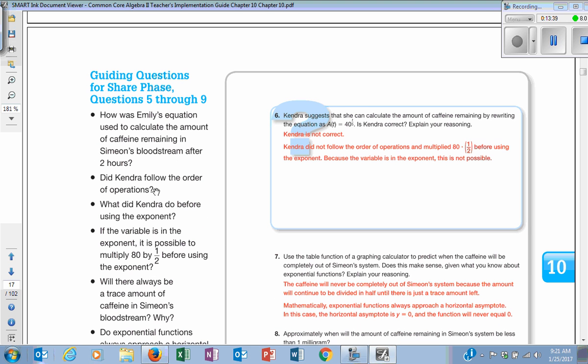Okay, here's what she did. She says that she can take this original equation, which was this, and rewrite it as this, which is 40 times 40 to the t over 5.